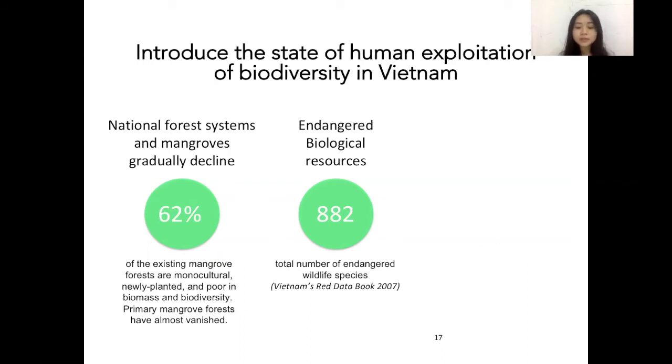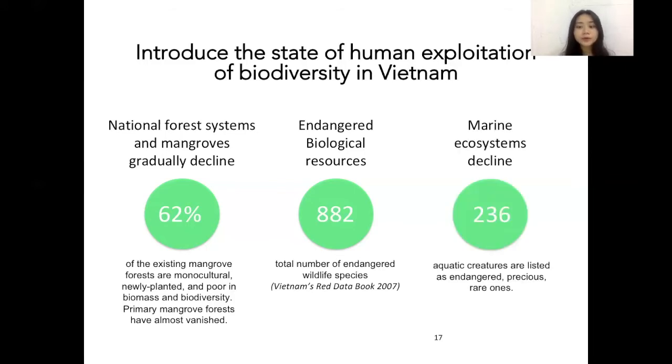According to Vietnam's Red Data Book 2007, there were 882 endangered wildlife species, including both animal and plant species. That is 161 species more than in the period of 1992 to 1996. And the third one is marine ecosystem decline.